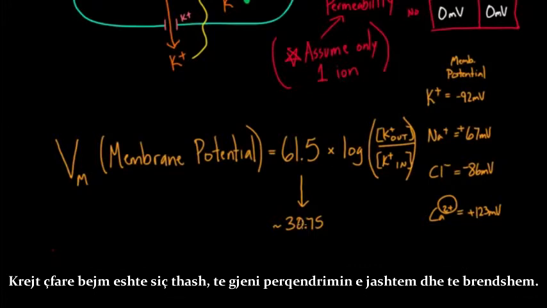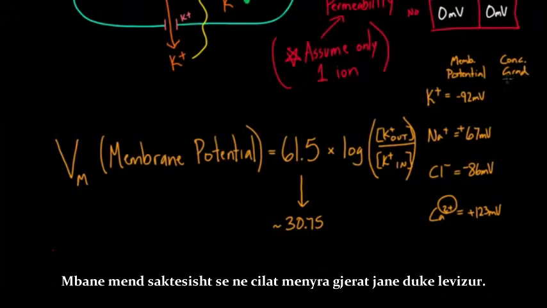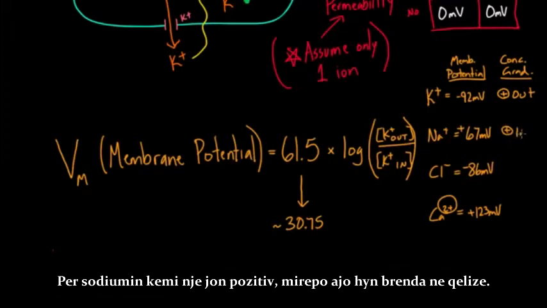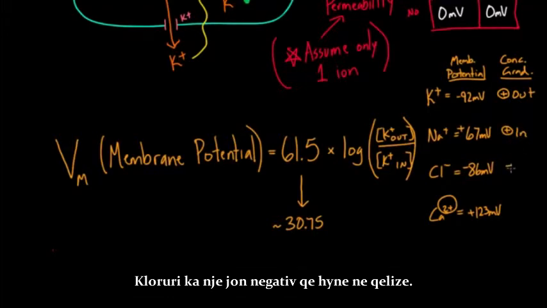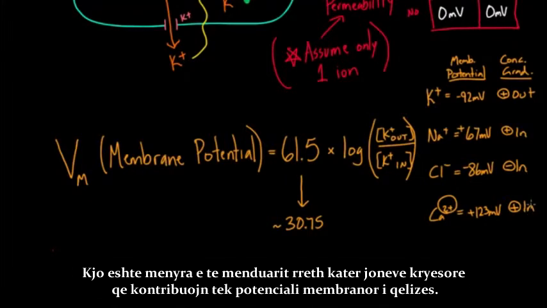And all you do is, as I said, throw in the concentrations on the inside and outside. So actually let's even write that down. So concentration gradient, and keep in mind exactly which way things are moving. So for the concentration gradient for potassium, you're looking at a positive ion that's moving out of the cell. And for sodium, you have a positive ion, but it's moving into the cell. For chloride, you have a negative ion moving into the cell. And for calcium, you have a positive ion moving into the cell, really just like sodium. So this is how you can think about the 4 major ions that contribute to our cell's membrane potentials.